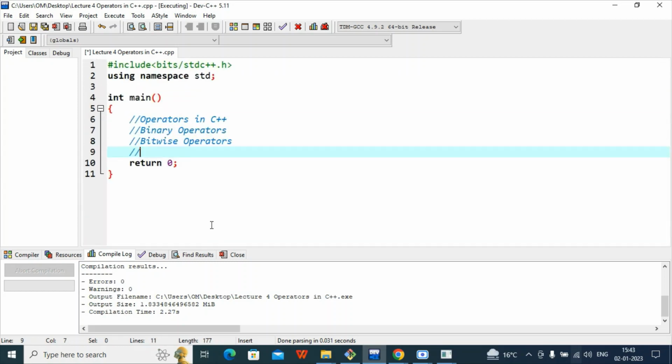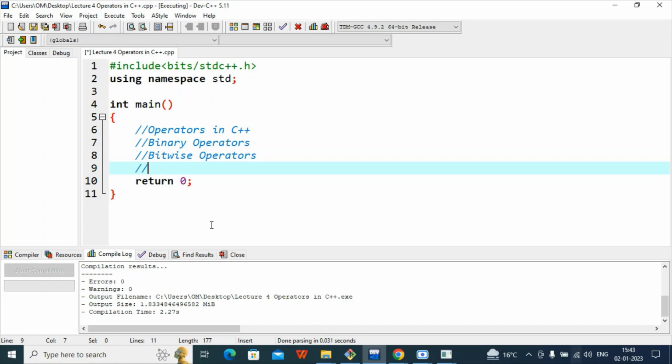Okay, what is this? Let me zoom it up to show you more clearly. Next is your tilt operator. Tilt or transpose. Transpose or complement. Complement. The sign for this operator is this, tilt.